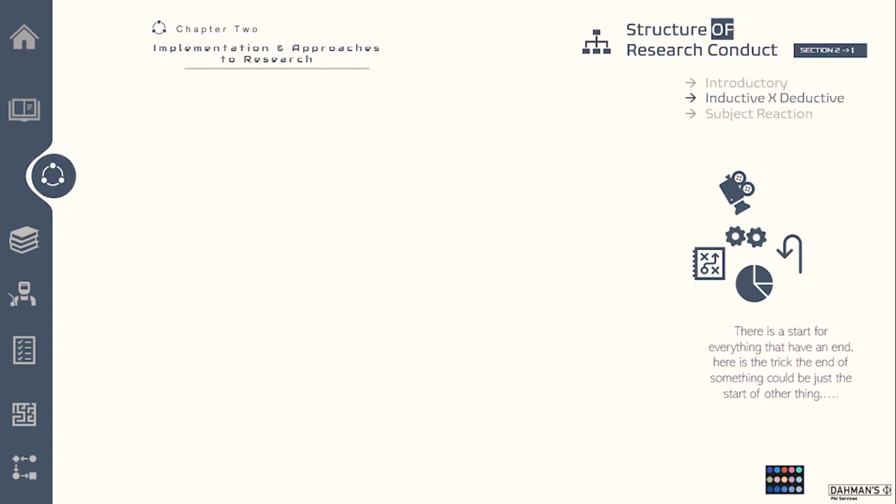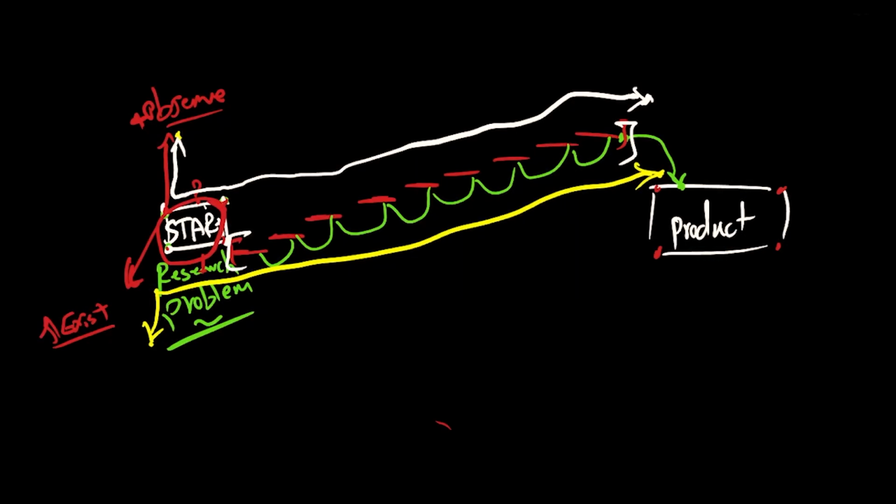Hi, welcome back to the second outline of Section 2, Structure of Research Conduct. We have stopped in the previous introduction at a graphical presentation. We have seen that the starting point represents the research problem. And in this outline, we want to find an official name for these two lines. They are known as inductive and deductive.